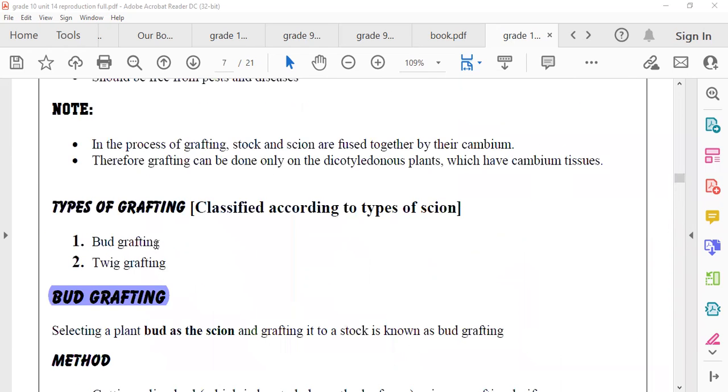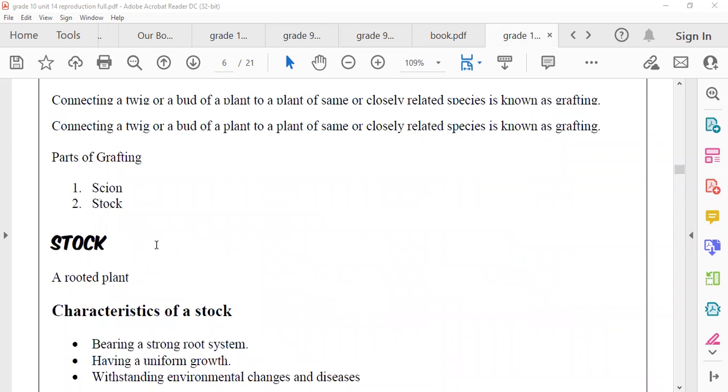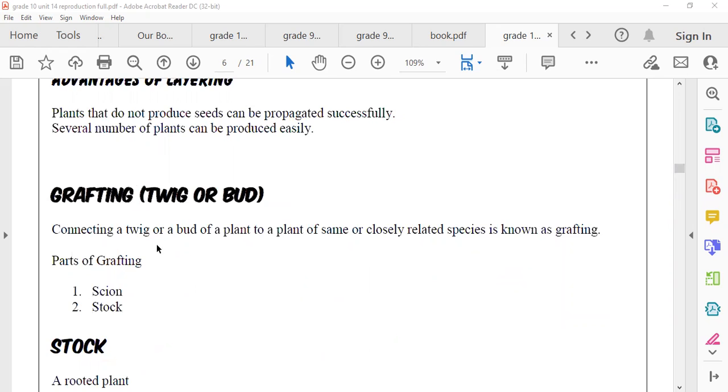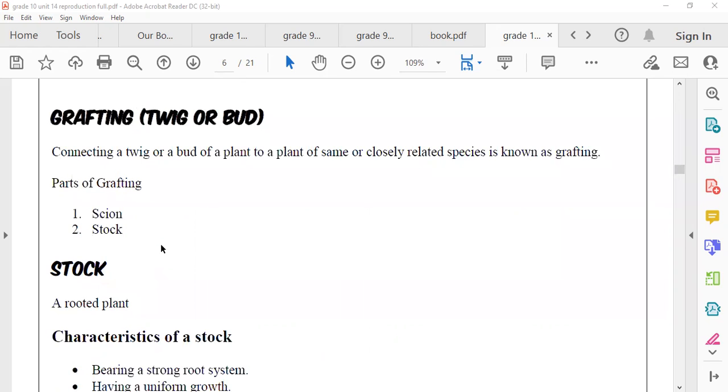If you go for the orderly notes here, first you have to write this note. What is grafting? Connecting a twig or a bud of a plant to a plant of the same or closely related species is known as grafting. Now, closely related species, for example, lemon, orange, mandarin, wood apple, they are closely related species.